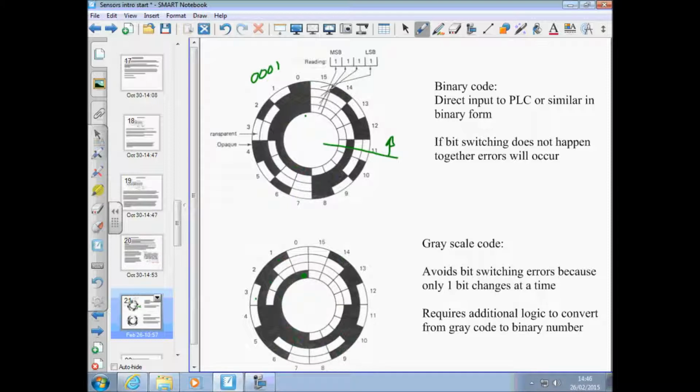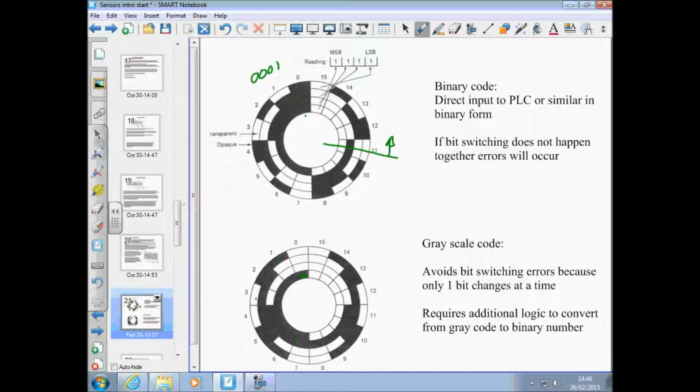There's only one bit changing there. Only one bit changing there. This one is grayscale. Yeah, that's grayscale. So what that means is you're avoiding the bit switching error because only one bit changes at a time.